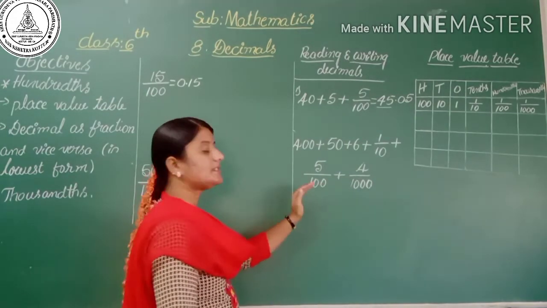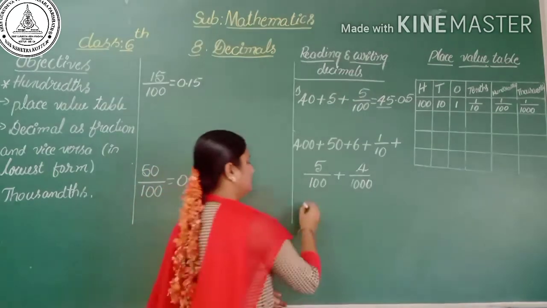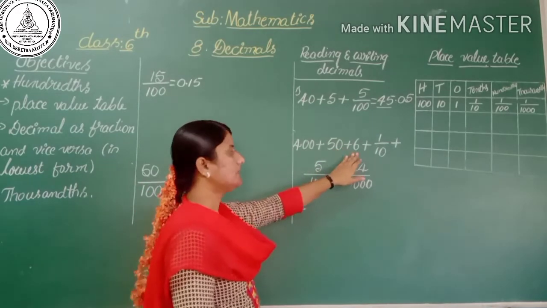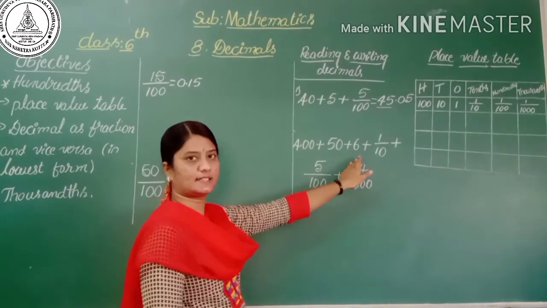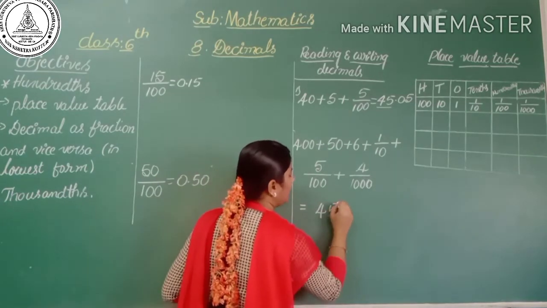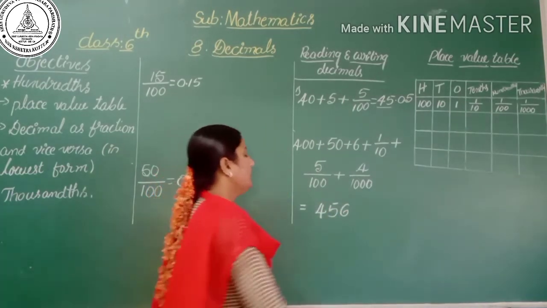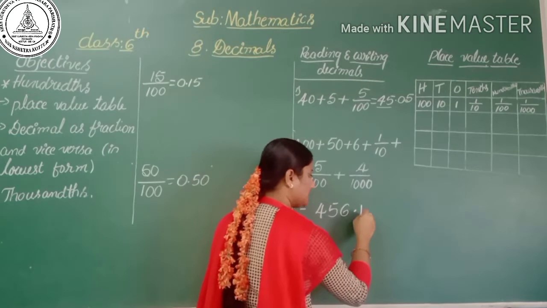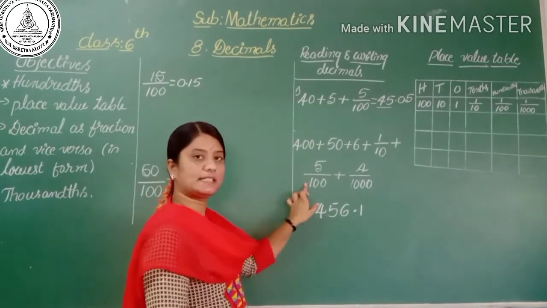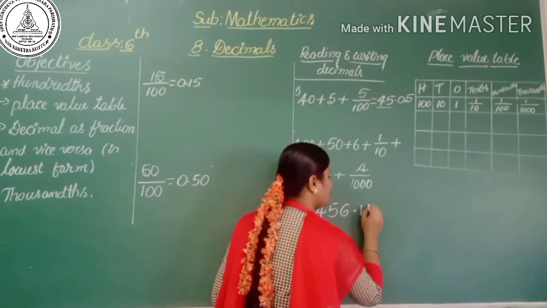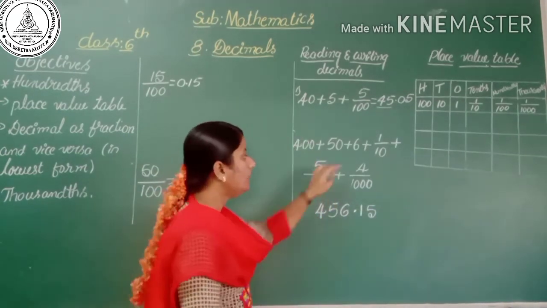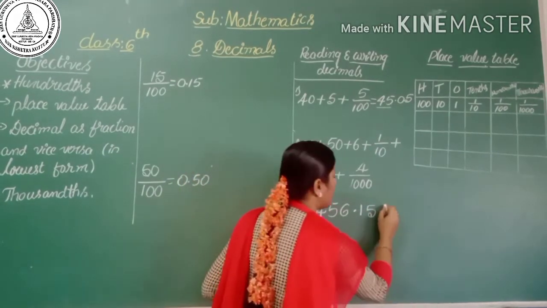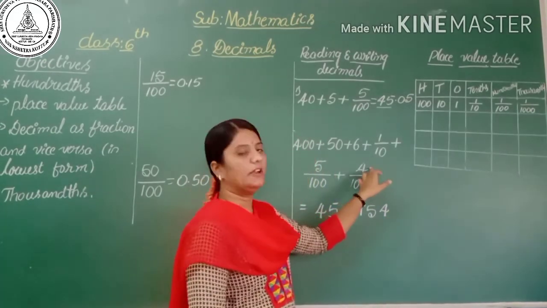Okay, now write this number in decimal form. I will write here. First add the whole numbers. 400 plus 50 plus 6 means 456. It is the whole part. Write it as it is. Then keep the point. So 1 tenth means in the tenths place we have to write 1, and 5 hundredths means in the hundredths place we have to write 5, and 4 thousandths. So it is the tenths, hundredths, then the next place is thousandths. In the thousandths place there is a 4.